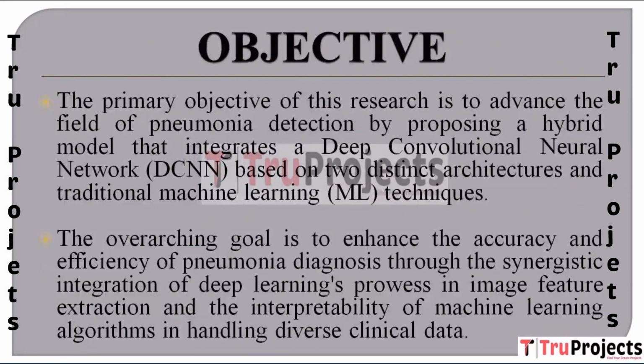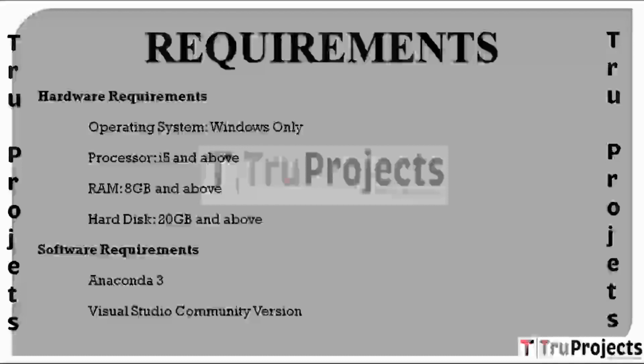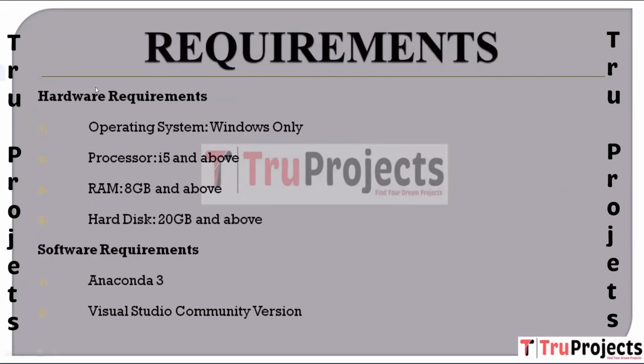So now coming to the objective part. The objective of this project is to progress the realm of pneumonia identification by suggesting a hybrid model that combines a deep convolutional neural network, that is DCNN, utilizing 2 separate architectures and conventional machine learning methods. The ultimate objective is to improve the precision and effectiveness of pneumonia diagnosis by synergistically incorporating the capability of deep learning in extracting image features and the interpretative capacity of machine learning algorithms in managing a variety of clinical data.